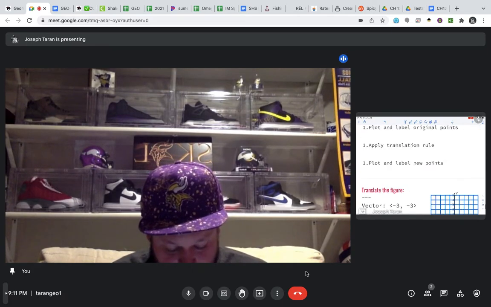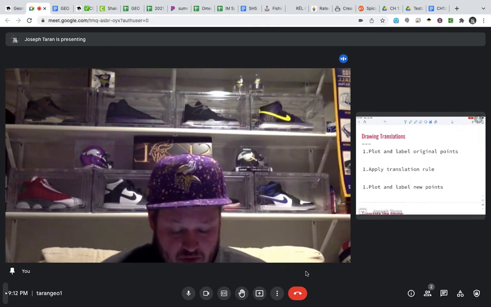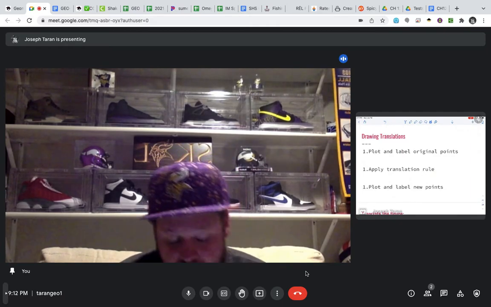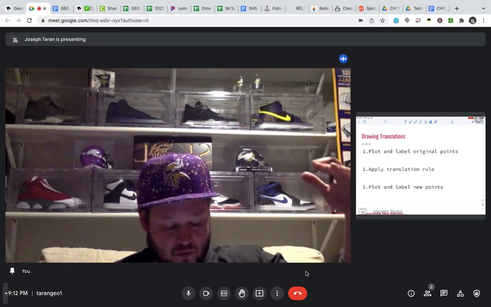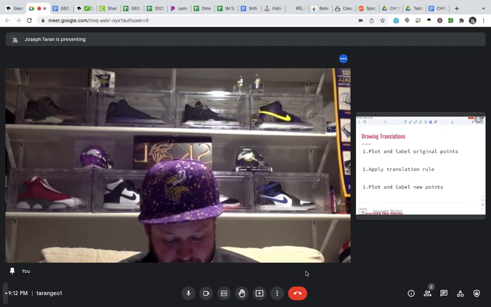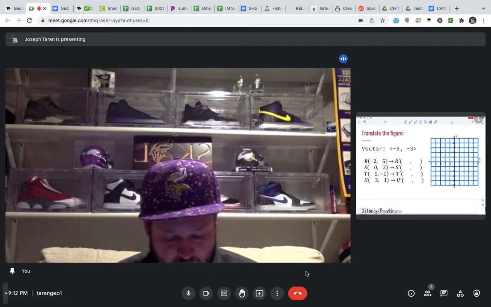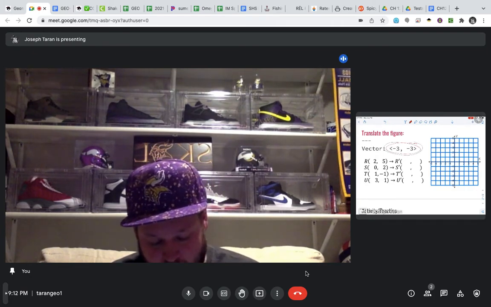Last thing that's going to be asked of you is drawing translations. Again, you're just going to plot and label your original points, apply your translation rule either in the vector or that mapping notation, and then plot and label your new points. Same thing as reflection. So right here, it's giving you the vector. Let's go ahead and plot our different points.